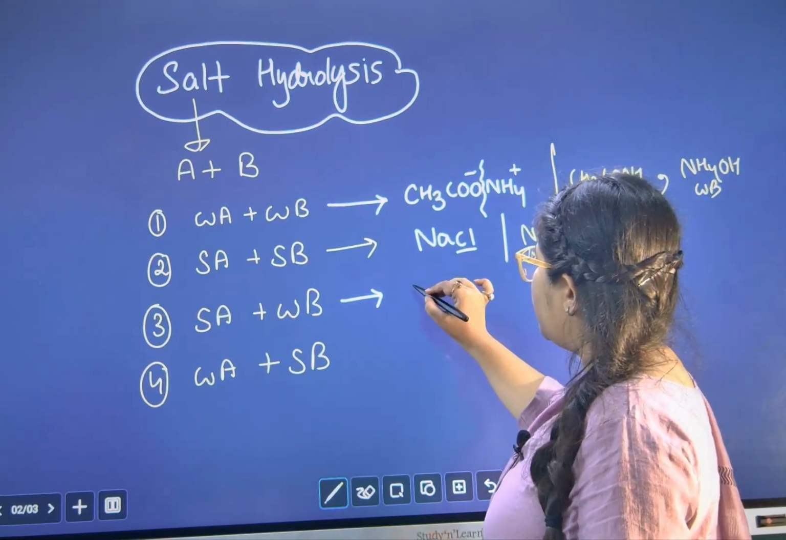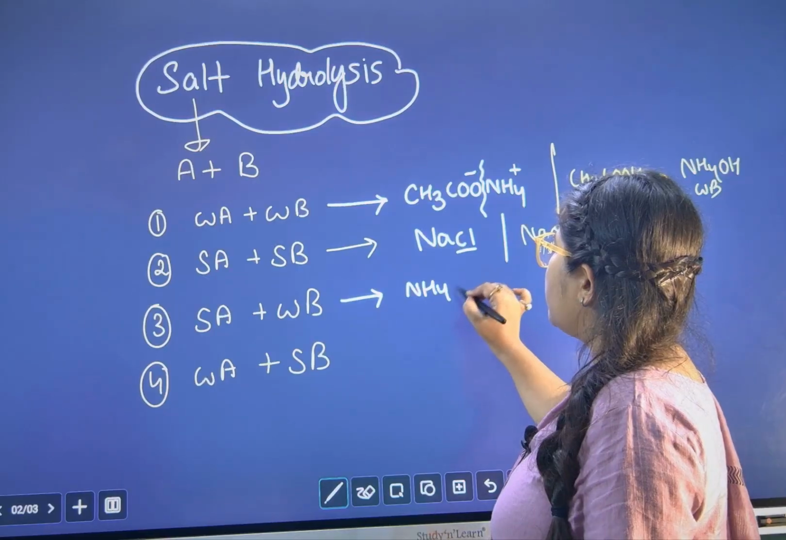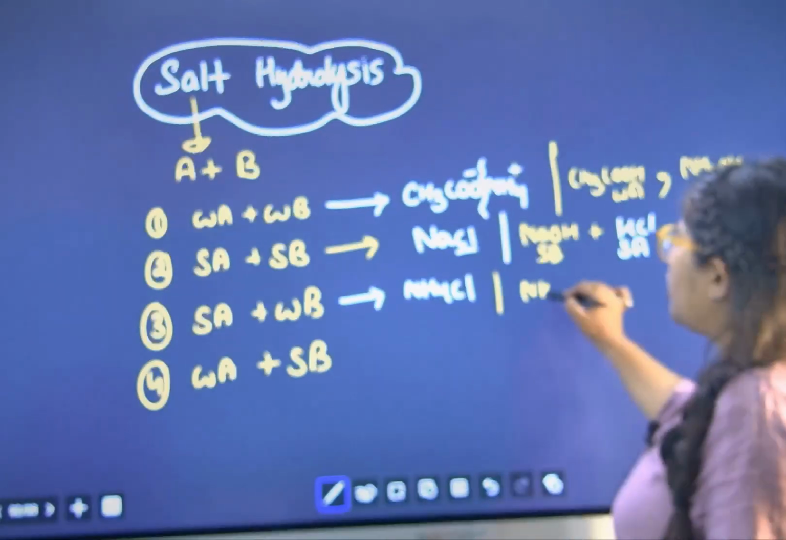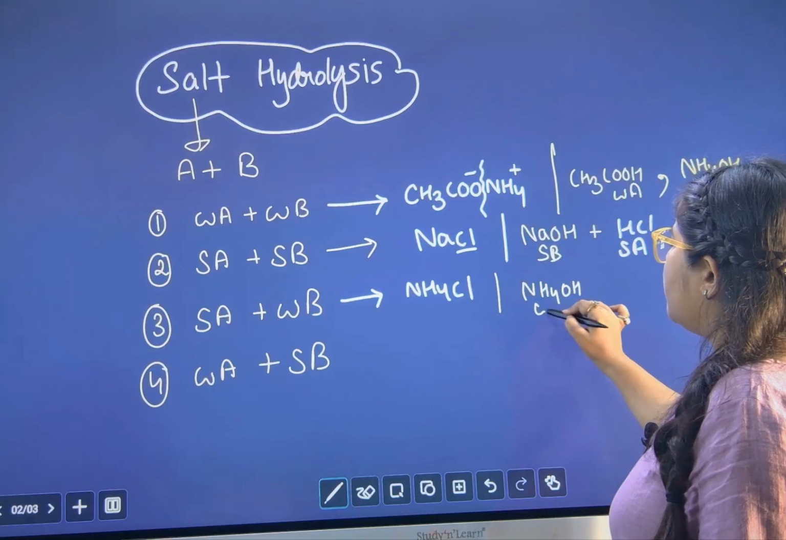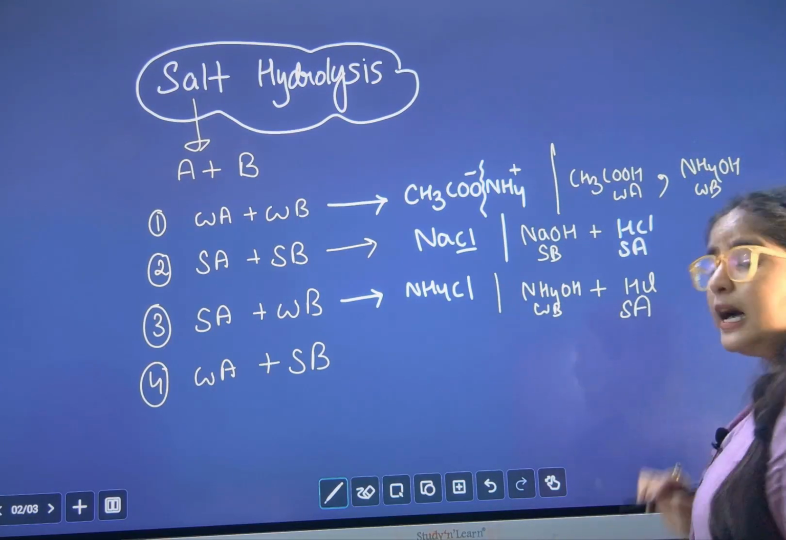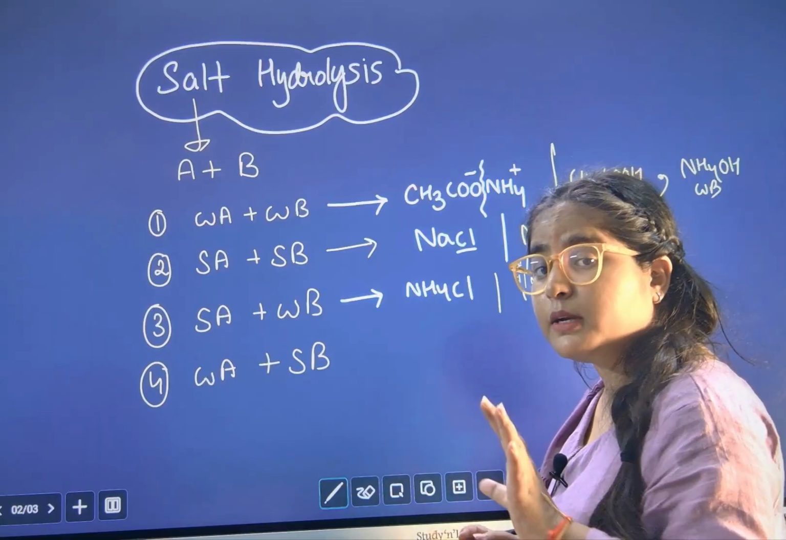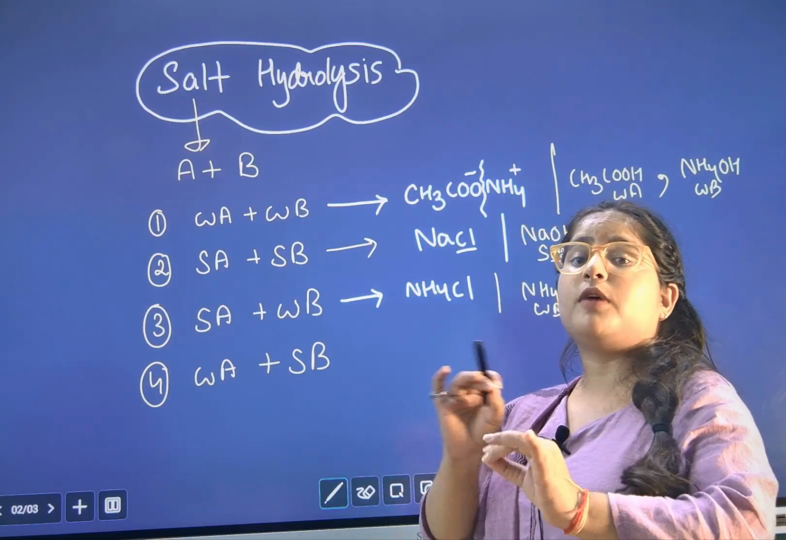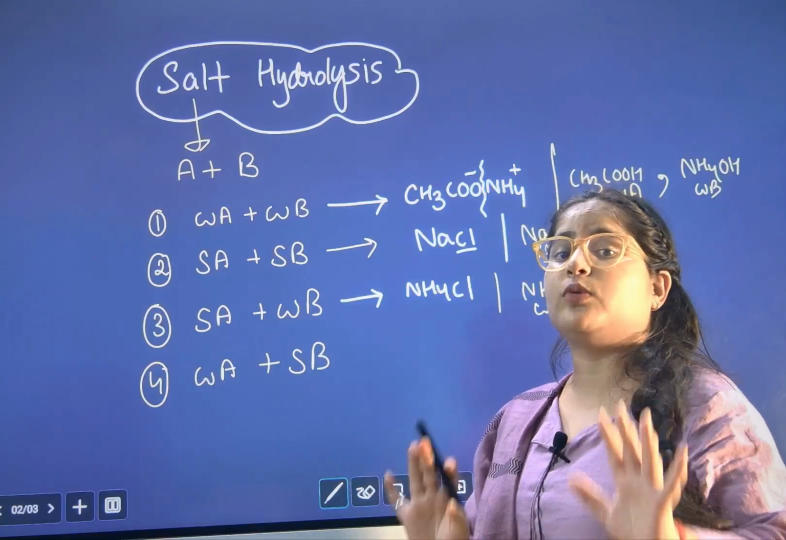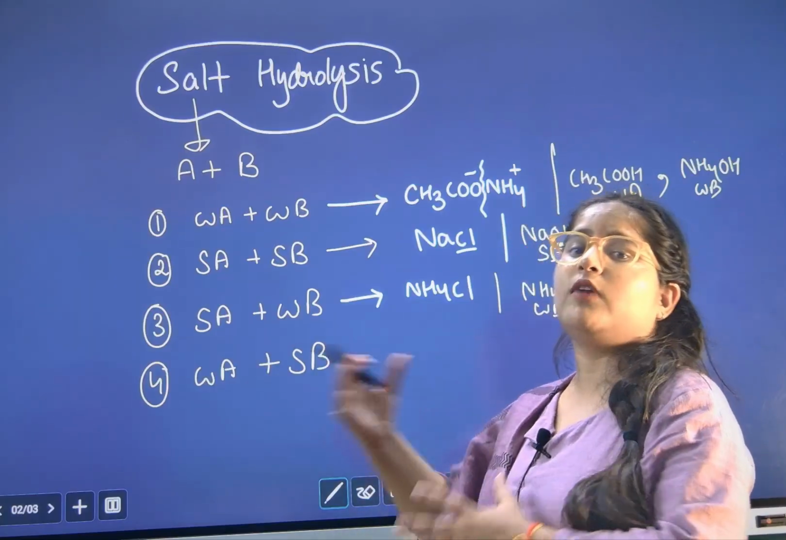So one example I can write down here, NH4Cl. Now tell me, NH4 would have come from NH4OH, which is our weak base, plus HCl, that is our strong acid. Are you guys able to understand? Are you guys able to analyze which type of salt is coming from which type of acid and base? It is very important to analyze, then only we can use our formula.